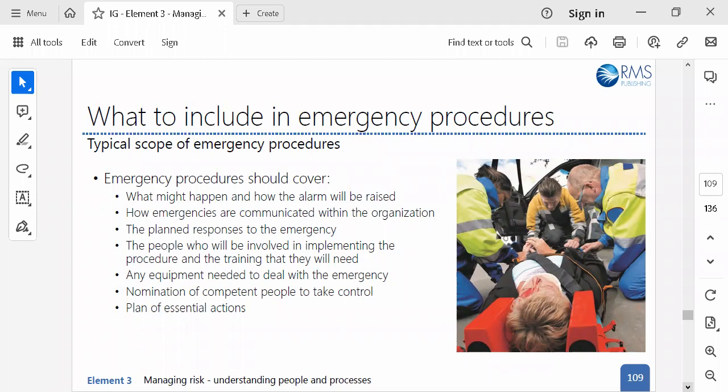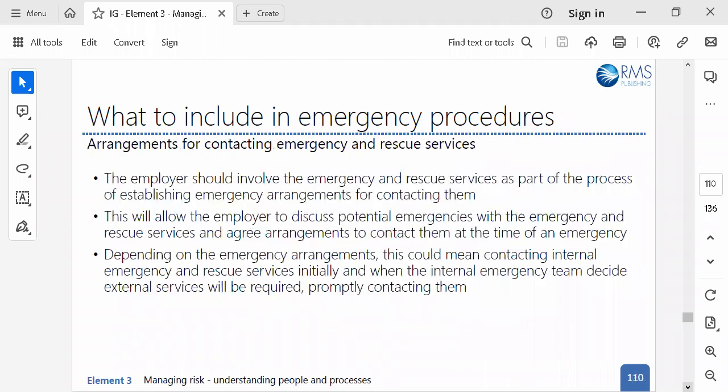Any equipment needed to deal with the emergency? Nomination of competent people to take control, and a plan of essential actions. Then arrangements for contacting emergency services or rescue services. Employers should involve the emergency and rescue services as part of the process of establishing emergency arrangements for contacting them. This will allow the employer to discuss potential emergencies with the emergency and rescue services and agree arrangements to contact them at the time of an emergency.